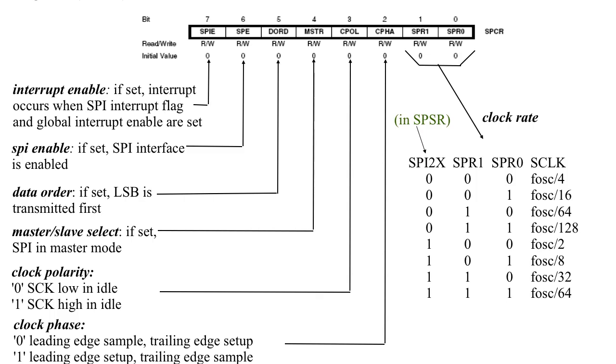The control register for SPI has a series of different bits that we can set. The SPI interrupt flag, an SPI enable, a data order which determines whether we're going least significant or most significant bit first, a master slave select, a clock polarity, and a clock phase change. And we can also insert the prescale for our clock. Using the SPI prescale, we're able to adjust our clock rate.